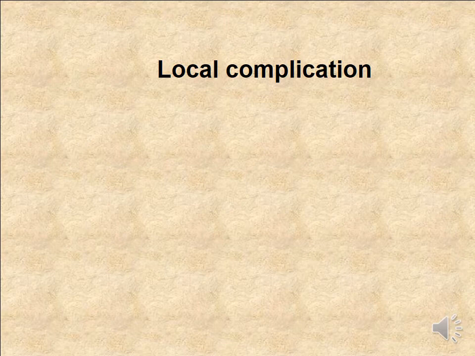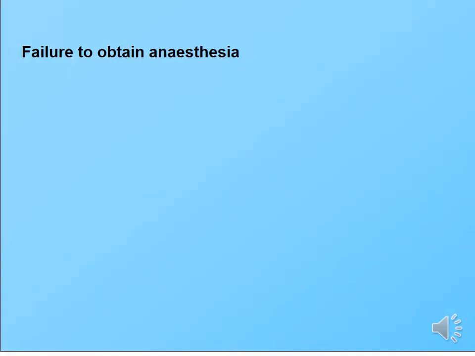Start with the local complications. That means the complication occurs at the site where you give the local anesthetic solution. The most common local anesthetic complication is failure to obtain anesthesia. رغم انه تعطي local anesthesia بس ما راح تصير الانستيزيا الكافية.